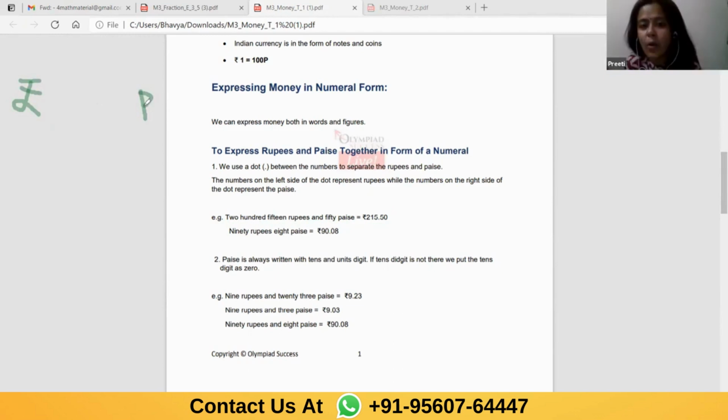Okay. Now, do you know why this dot is there in the money written? Yes, ma'am, to separate the rupees and the paise. So we use a dot.